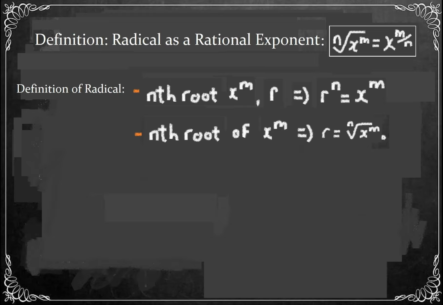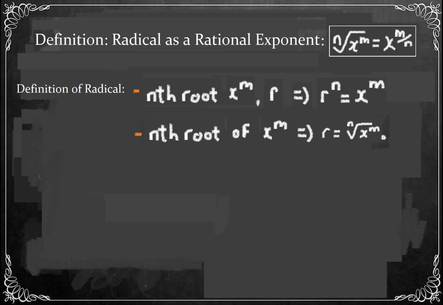Here the definition is slightly different. Just consider the first orange bullet. The nth root of a number x to the m is a number r such that r to the n equals x to the m. The definition of the radical logically follows with the last orange bullet.